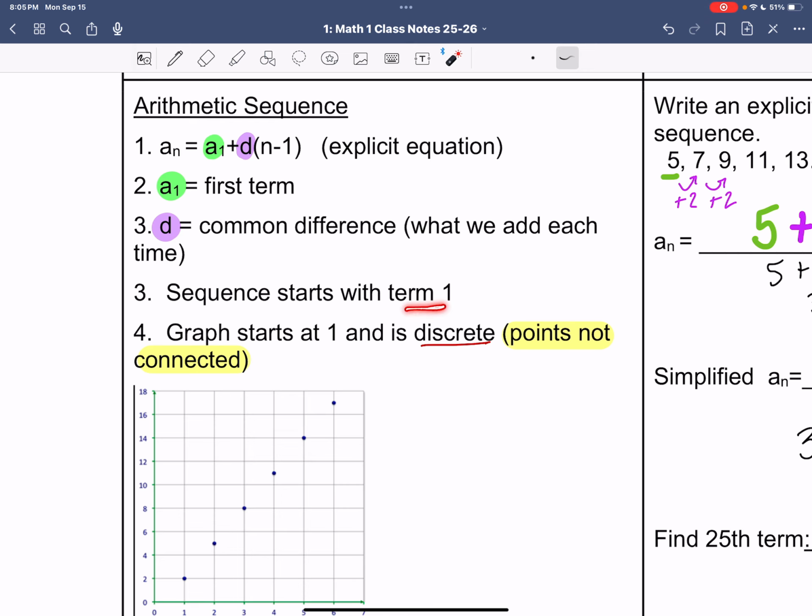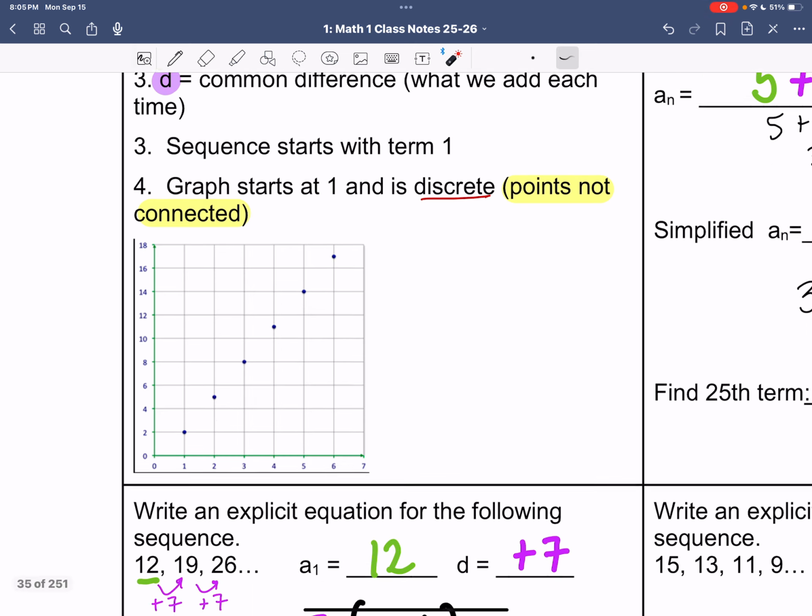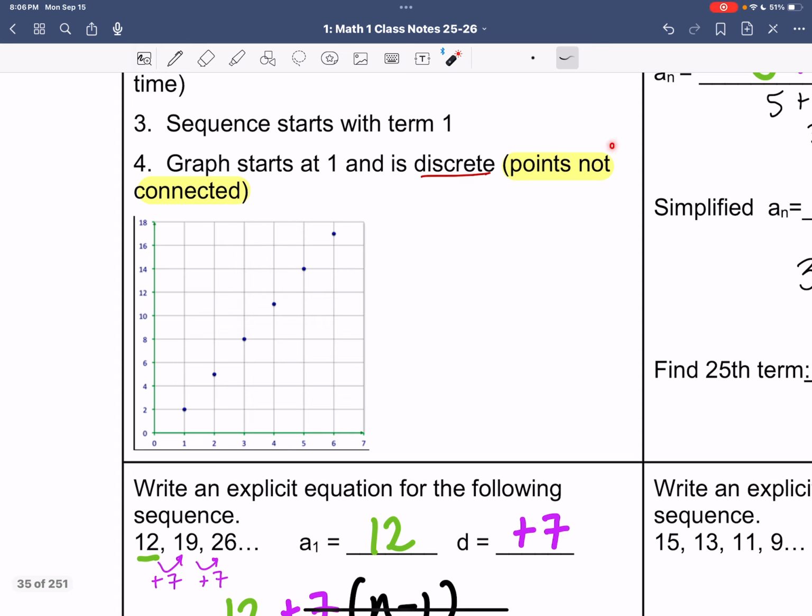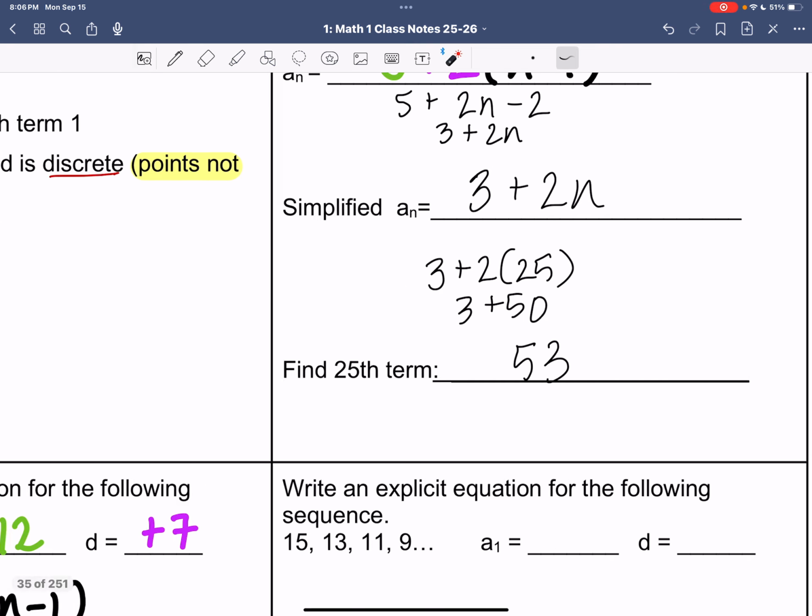Your sequence starts with your first term, and when you graph it, it's discrete. So you do not connect the points. You just leave them separate. All right, so that's one example.